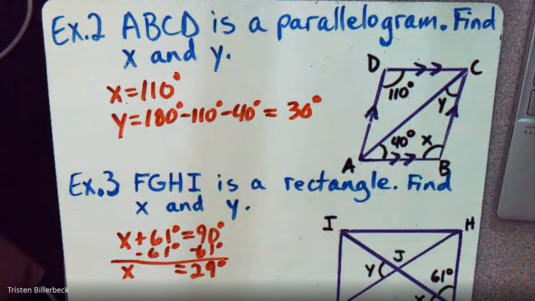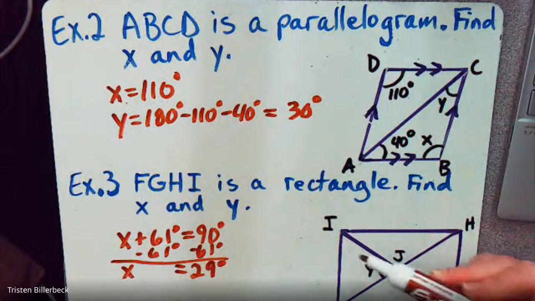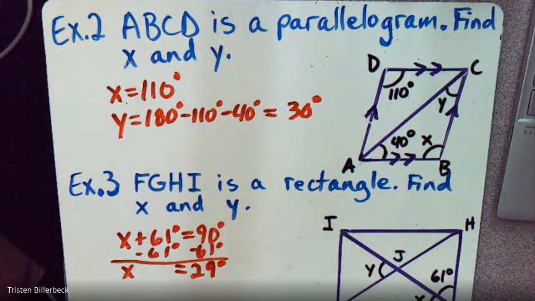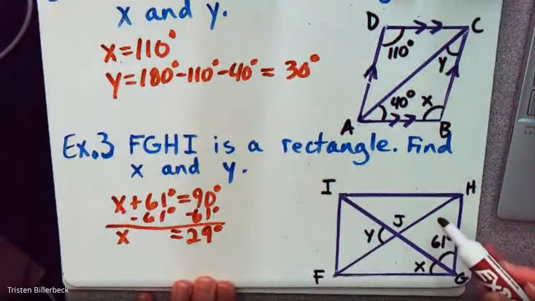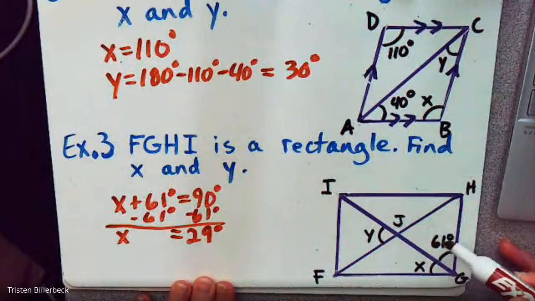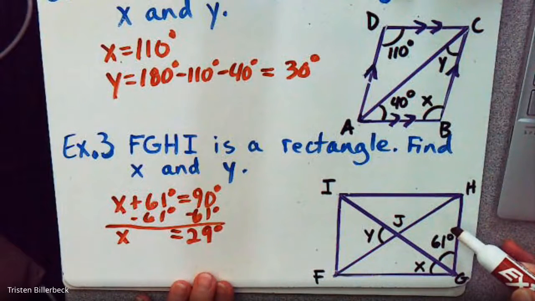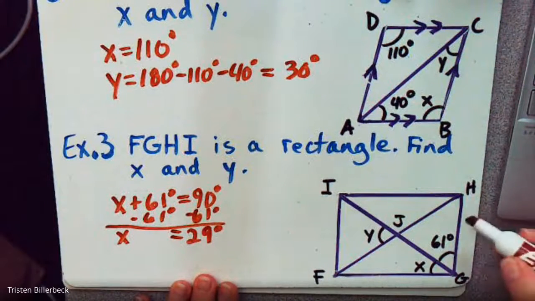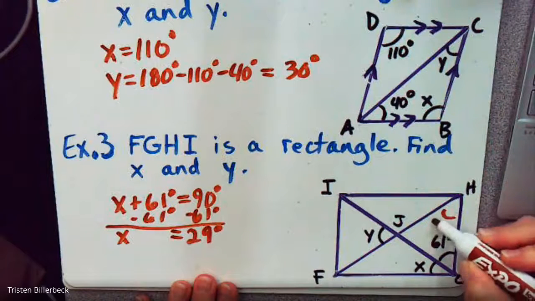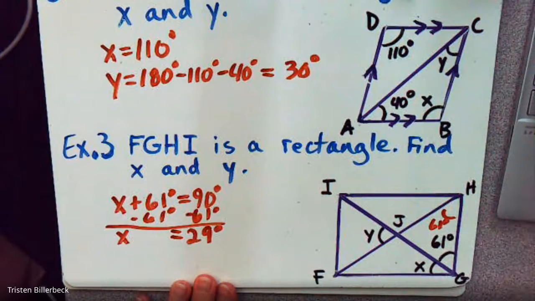Okay, so now we have to figure out, well, what is y? Well, one thing we know is that these diagonals are equal. They also bisect each other. So this here is an isosceles triangle. So that means that this is 61 degrees as well.